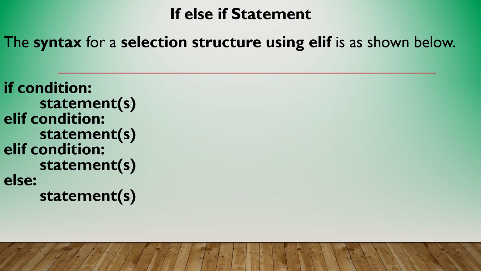Then again elif, space, condition, colon. In the next line, indentation, one tab space. Then after that, a statement or statements. Then else, colon. Then after that, a statement or statements. Like this you need to write a selection structure using the else-if statement. When you need to choose among many alternatives, then you need to use this particular selection structure in the Python programming language.